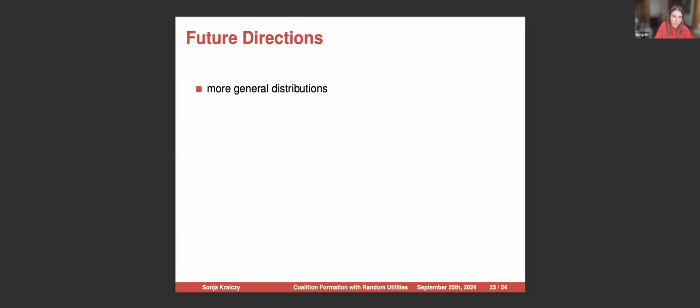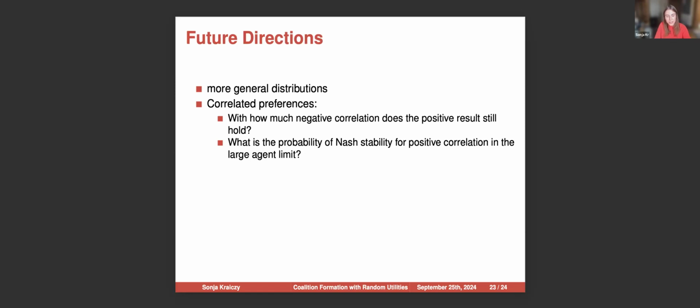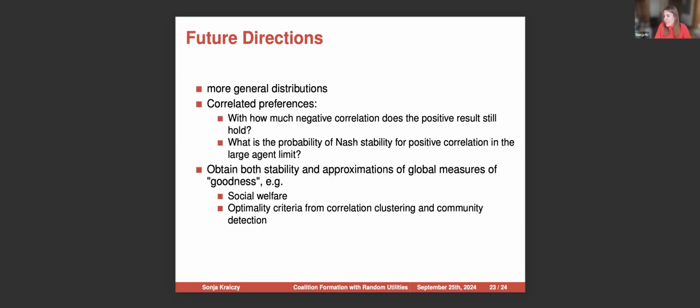And I think there's a lot of interesting future work. One can look at more general distributions, obviously, and other properties. I think it's interesting to consider correlated preferences. For example, agents have global popularity, how much you like other agents. If an agent is very good, preferences will be correlated, or maybe pairwise preferences between agents will be correlated. And perhaps that will help with Nash stability. Otherwise, you might want to simultaneously satisfy stability but also approximations of global measures, such as social welfare, or other optimality criteria that come from the correlation clustering and community detection communities, which one might simultaneously want to satisfy. And yeah, that's everything.